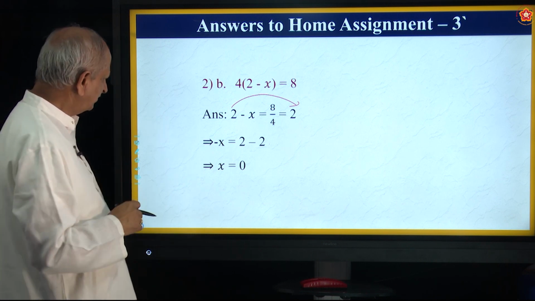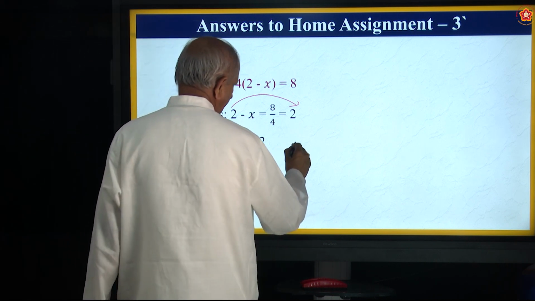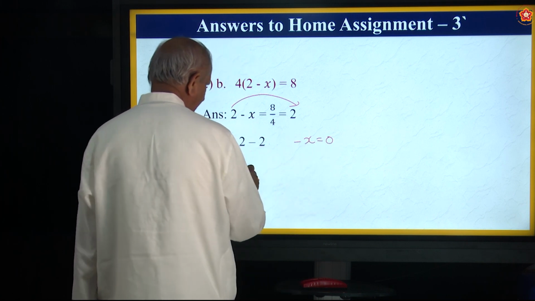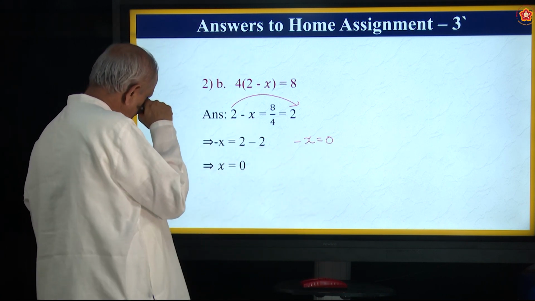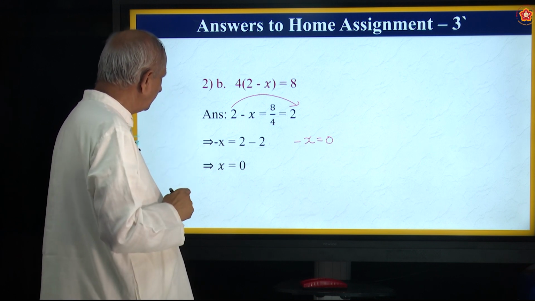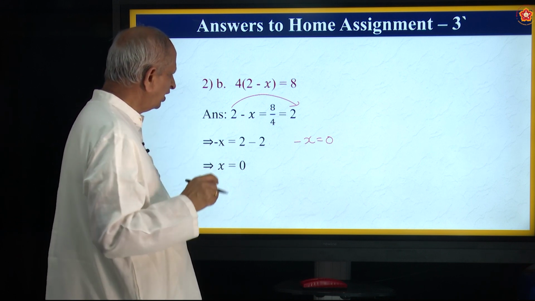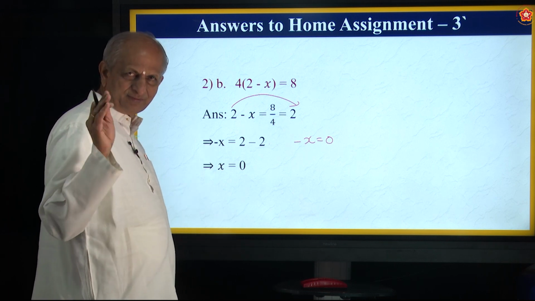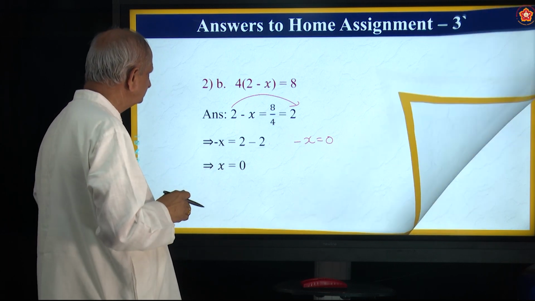So minus x is equal to 0, or it is also equal to x is equal to 0. Correct? So that is the value of the unknown. That is what is called solving the equation. Got it? Okay, note down.